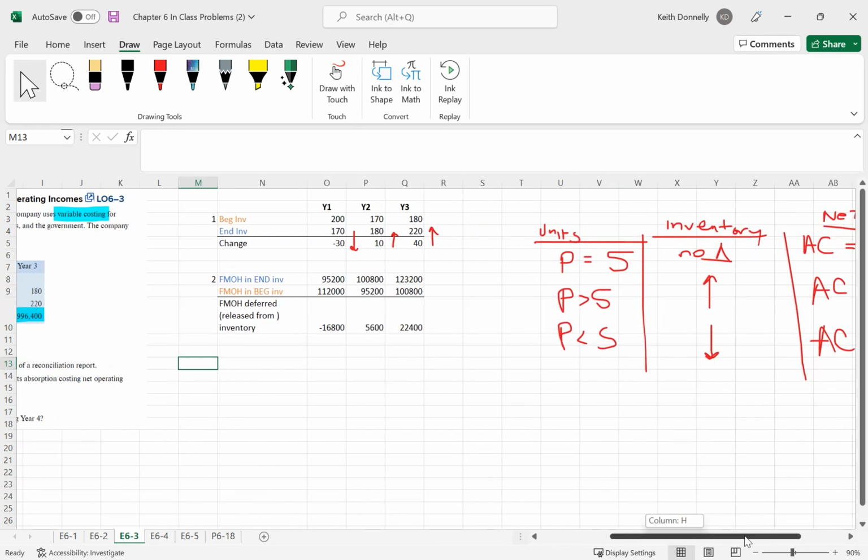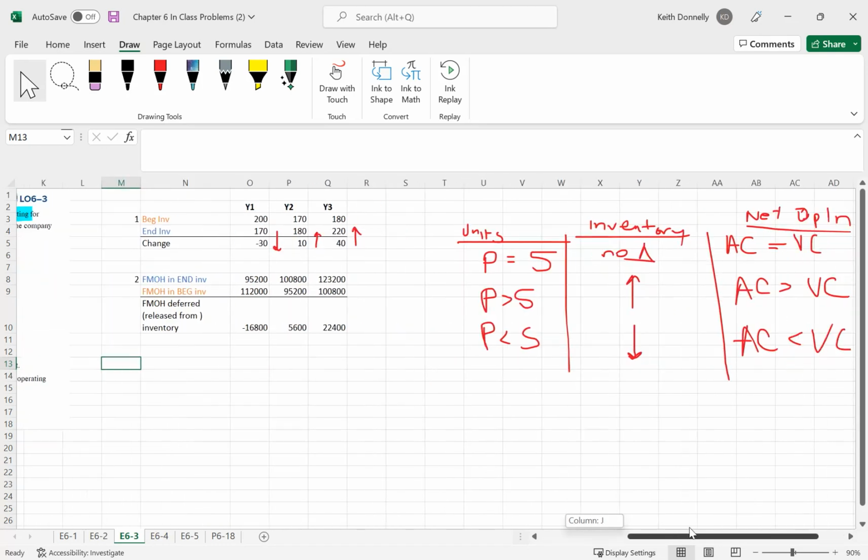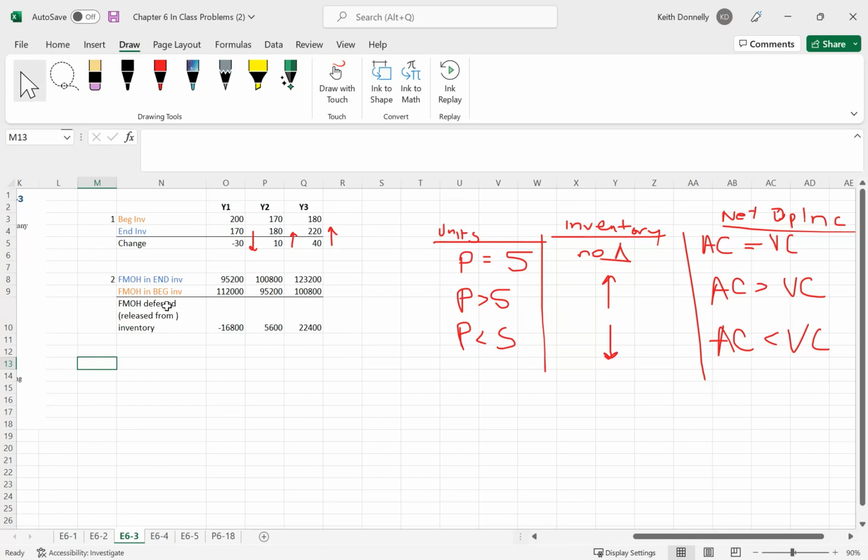In any event, we're going from variable costing to absorption costing. We're trying to reconcile this. We said the difference between them deals with fixed manufacturing overhead, and then we built out this little chart. So our next line item here for year 3 is going to be our variable costing net operating income.